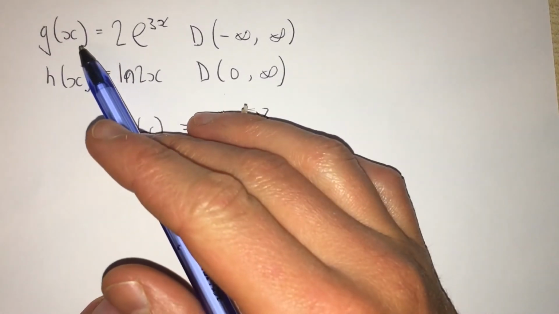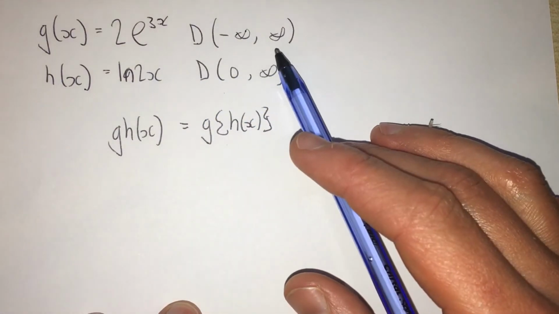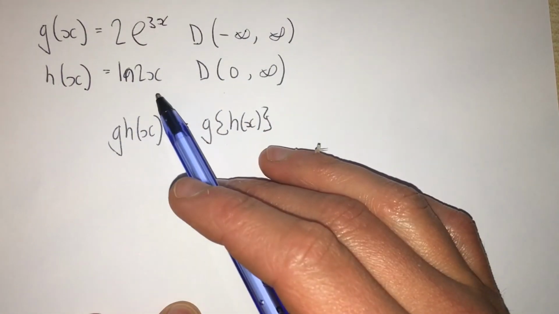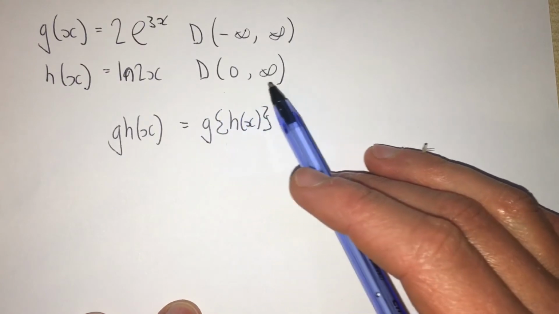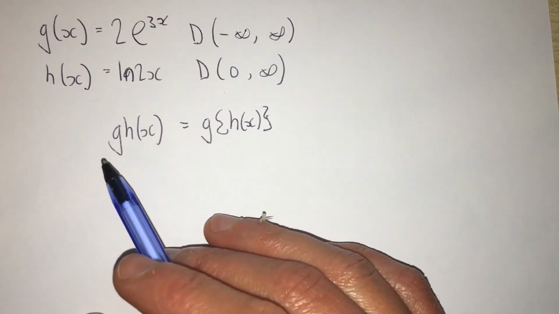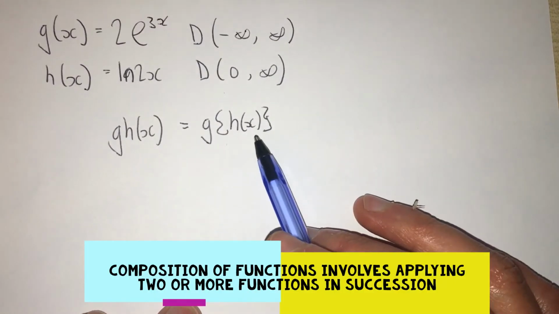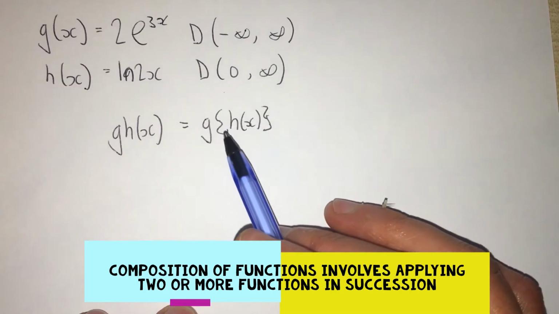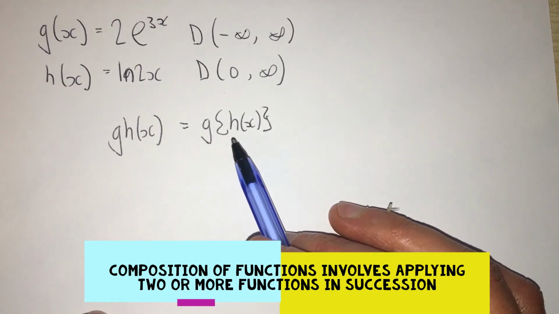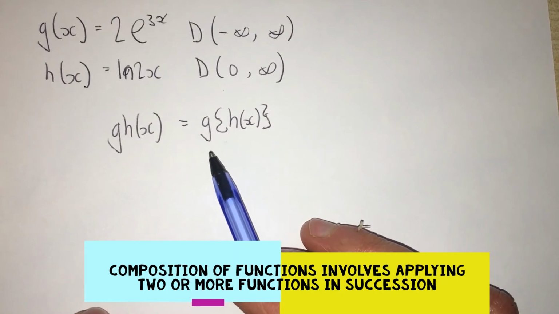Here we have two new functions, g of x that has a domain of negative infinity to infinity, and h of x which has a domain of 0 to infinity. And we want to find this composite function gh of x, which is where the input x has the function h applied to it, and then once that's done with, g gets applied to it as well.